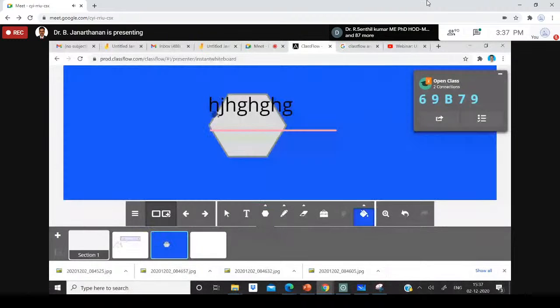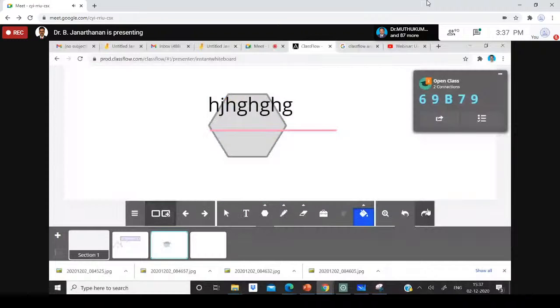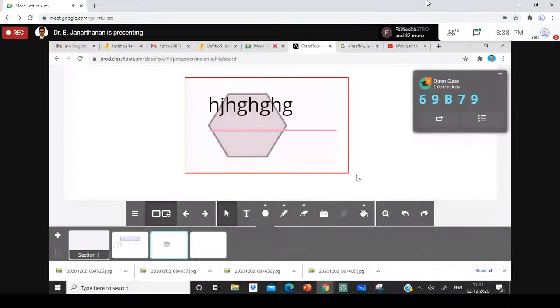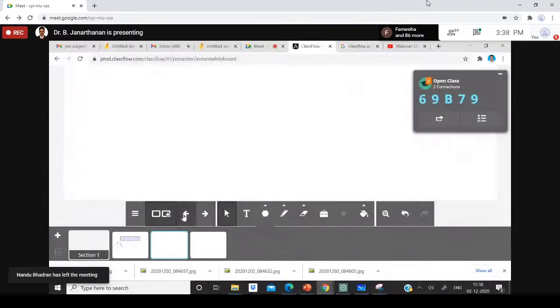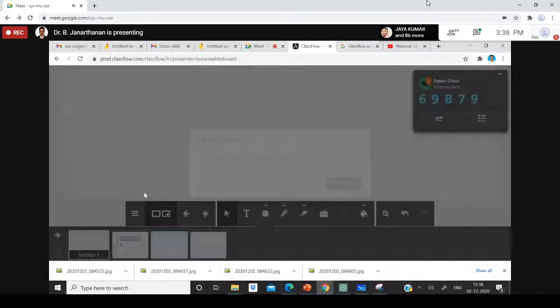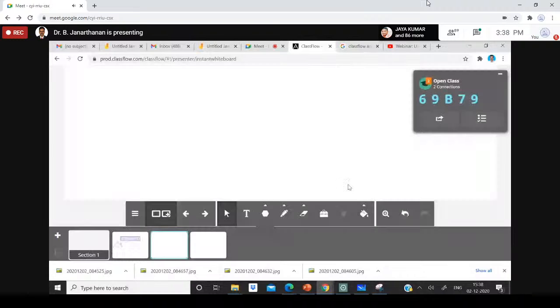Then you can undo, redo, all the options are available. So I think I have covered all these things. Then the select tool is available; you can select and then delete all these things. You can go to these different slides like this. Finally, if you exit, it will go to the class flow. I'll say don't save, so I'll exit from this.